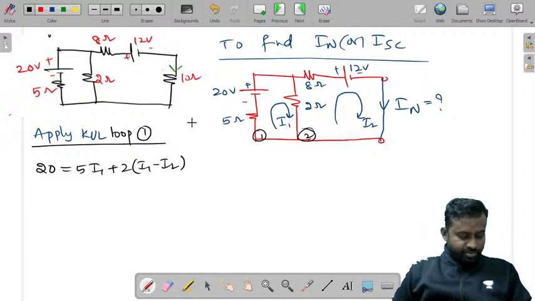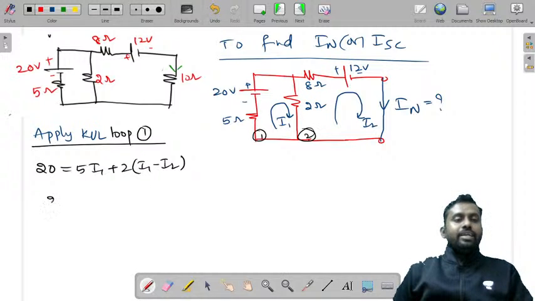By now, when I have told you about mesh analysis, super fast explanation, super clarity. Thank you, Karthik. So 20 is equal to 5 into I1 plus 2 into (I1 minus I2).